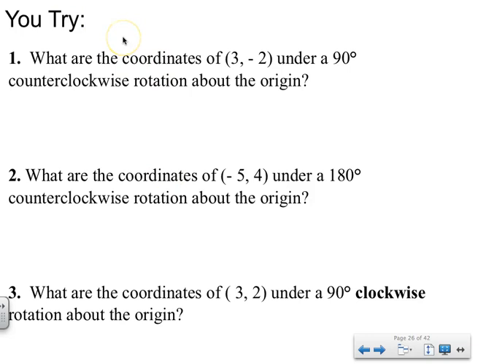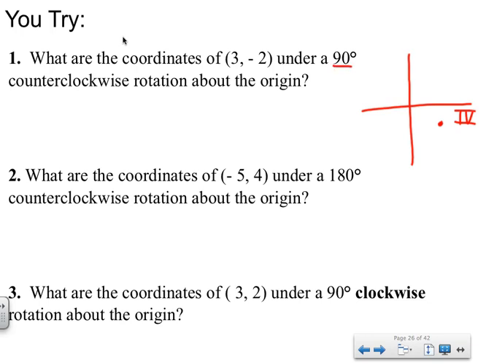Why don't you try these? It wants to know the coordinates of something under a degree of rotation. So it might help if you go ahead and draw the quadrant and plot the point and then see what would happen to it. Okay? So let me try the first one with you. So 3, negative 2 would be somewhere down here. Okay, so it's in the fourth quadrant.